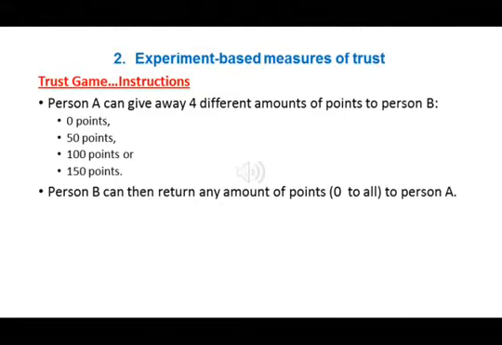From these instructions, person A can give away 4 different amounts of points to person B. So he can decide to give him 0 points, which is a measure of non-trusting the other person, okay? Or he can decide to give him 50 points. He can decide to give him 100 points or 150 points. So he has 4 options to choose from, okay? And person B can then return any amount of points from 0 to all the points that he has to person A. So these are the two decisions that have to be taken in our trust game.